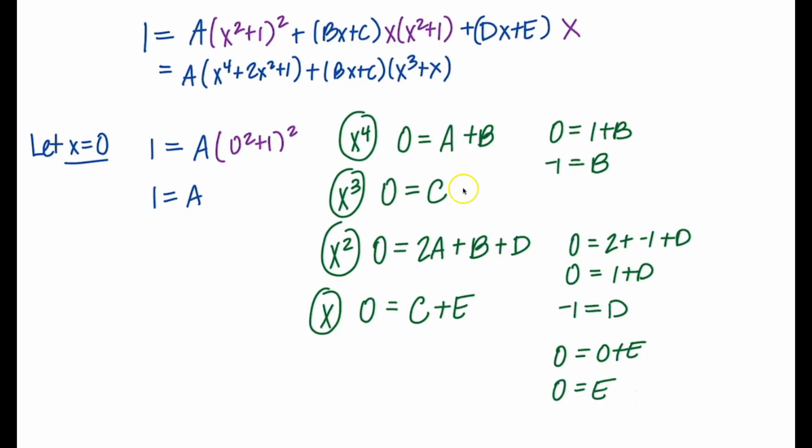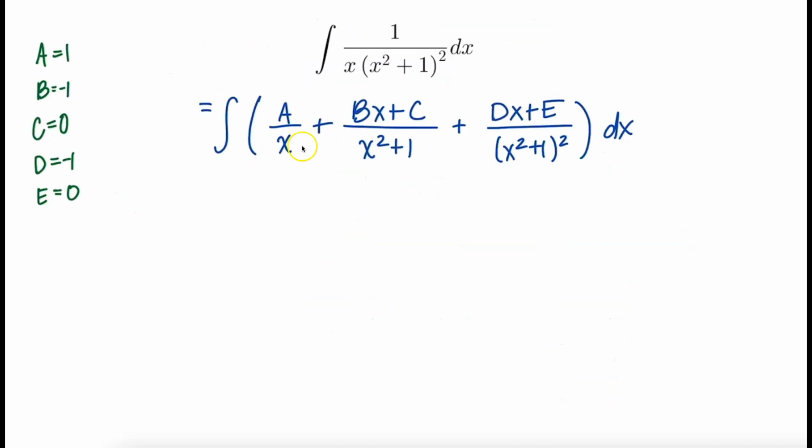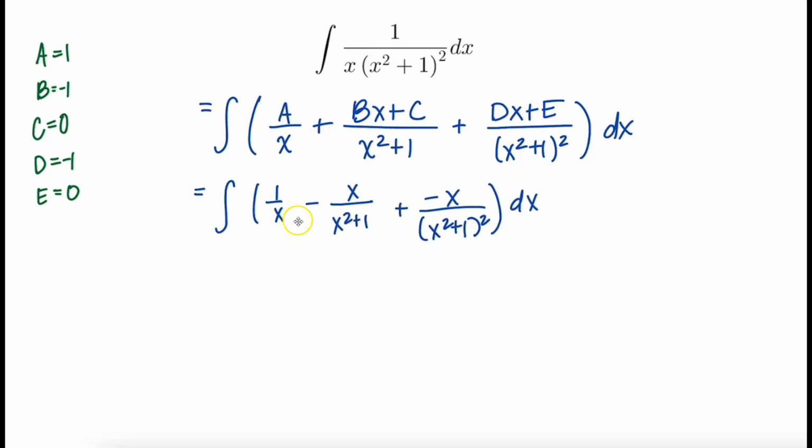So we actually have all of our values now. A is 1, b is -1, c is 0, d is -1, and e is 0. So we actually didn't have to find the last one, the constant one, but almost all of them, right? But they weren't too bad to solve, especially since we had one value that we found using a clever choice for x. So let's substitute all of these back in. Here was our original partial fractions, so plugging in a, b, c, d, and e.